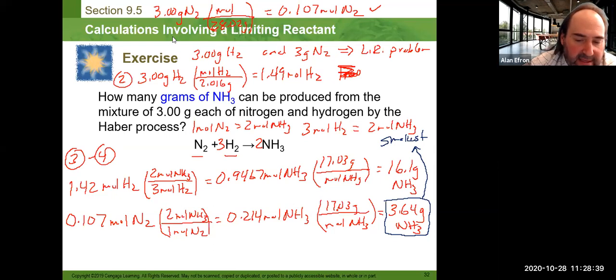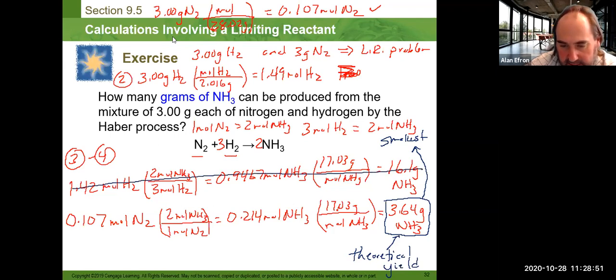And that means that this right here is our theoretical yield. So really, this is not our limiting reagent. That also tells us, because that's our theoretical yield from our nitrogen, that our nitrogen in this case is our limiting reagent. That would mean that our H2 would be our excess reagent. Any questions on that calculation there?